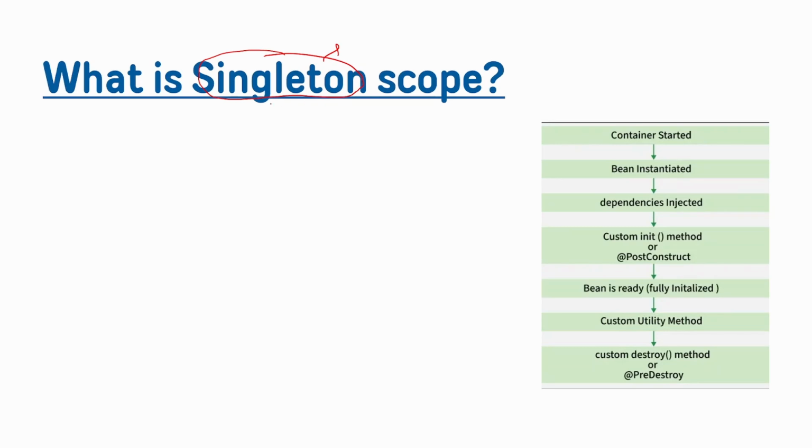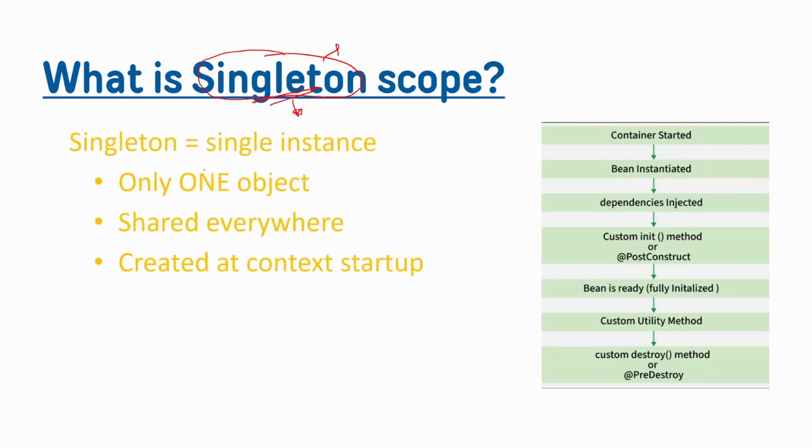As the name signifies, singleton means a single instance. So the singleton scope of the bean means that Spring creates only one instance of the object and stores it in the Spring context. This same one object is shared everywhere.